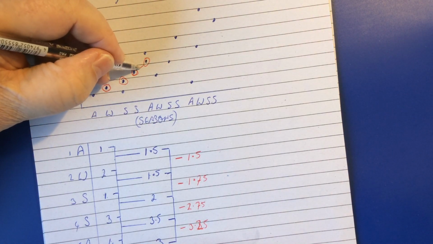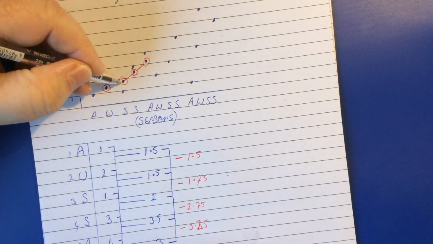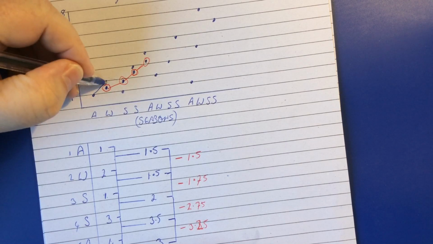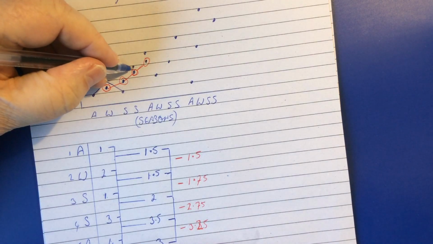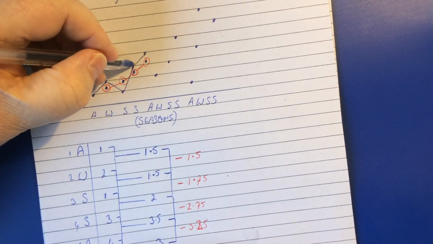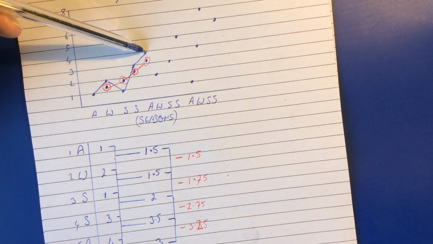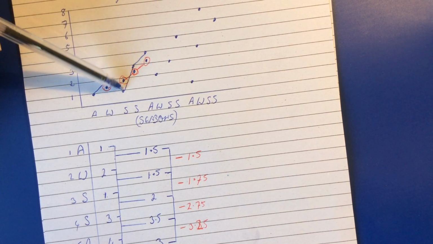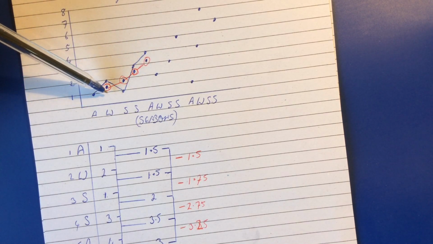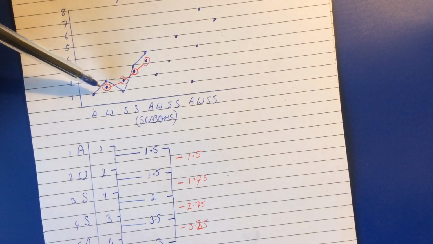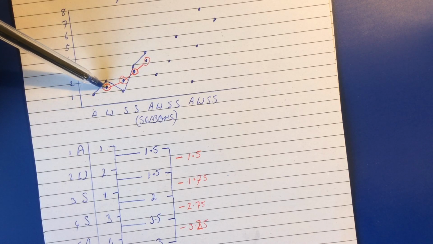And now what I'm going to do is join these points, and join the original points, and what you can see is two things. First of all, these are neatly in line with the original data points. That's important. And secondly, this data starts here at A.